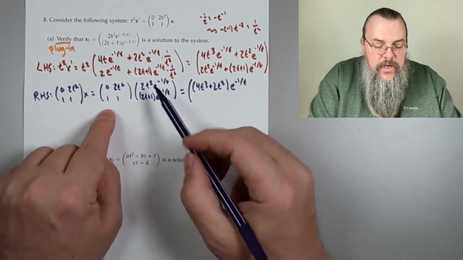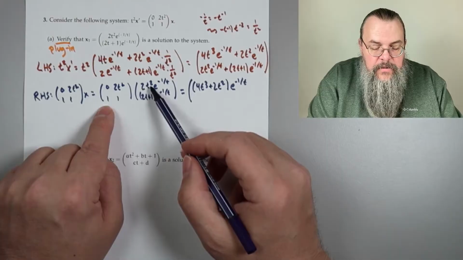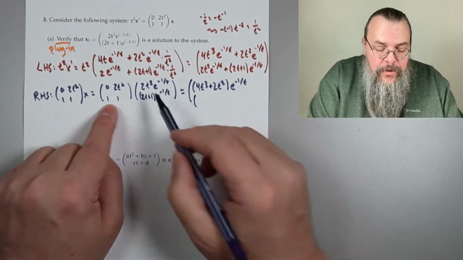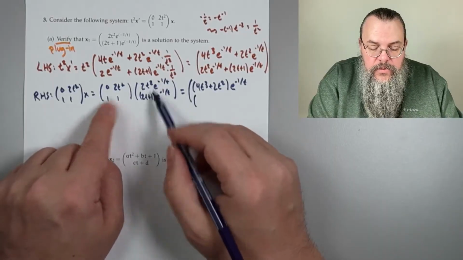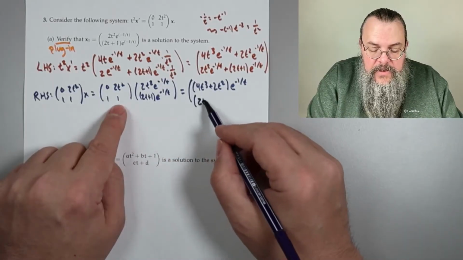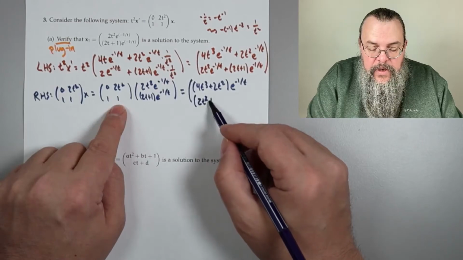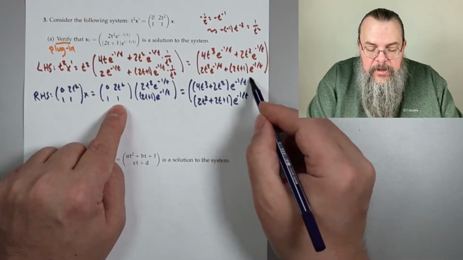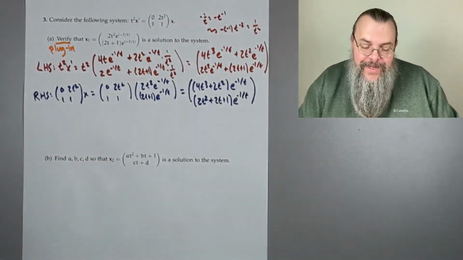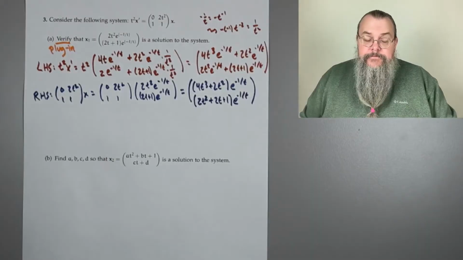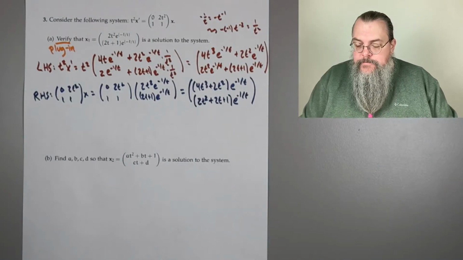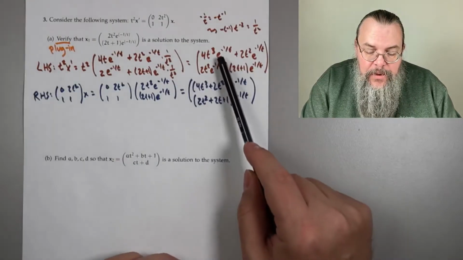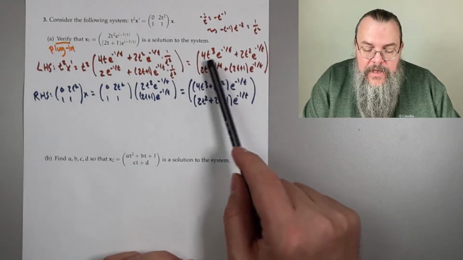Now here we have 2t squared e to the minus 1 over t plus 2t plus 1 e to the minus 1 over t. So we can actually just add the coefficients of e to the minus 1 over t: 2t squared plus 2t plus 1 e to the minus 1 over t. All right, that's the right-hand side. And now the grade is, do they match? Let's check. If you factor out e to the minus 1 over t, you'd have 4t cubed plus 2t squared.